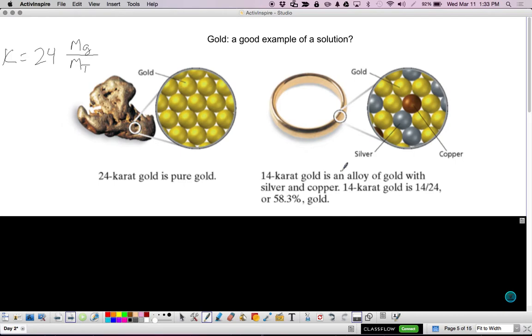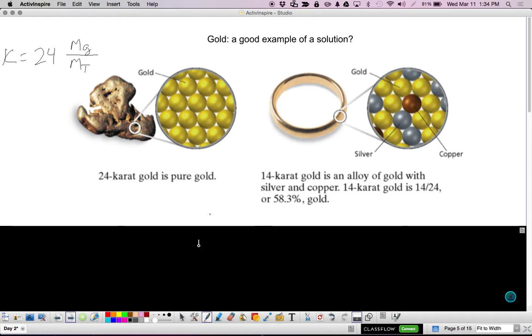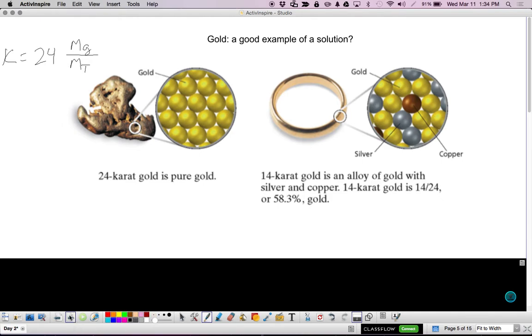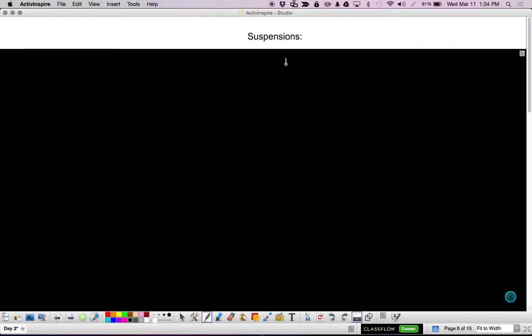So a 14 karat gold is an alloy with gold and silver and copper. 14 karat gold is 14/24 or 58.3% gold, and it has all these other atoms in it. Now, why would you do that? Well, pure gold is actually very soft. It does not make very good jewelry because it scratches very easily, it dings very easily. You have to get it refinished all the time. Whereas something like 12 or 14 karat gold is much more sturdy, much more stable jewelry. So, what about suspensions?